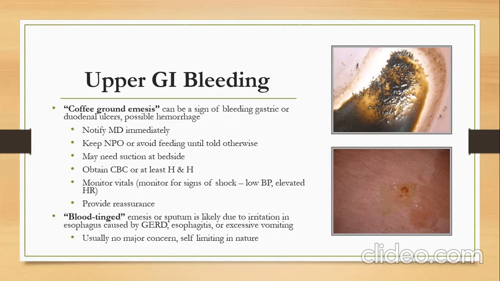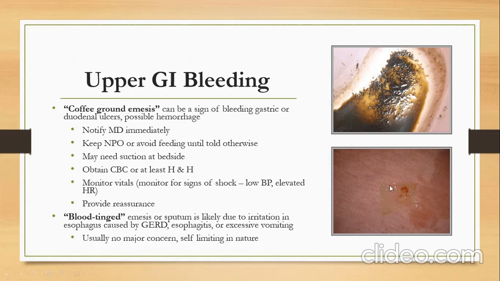Can it be mistaken? Sometimes, yes. I've thought something was coffee ground emesis and it wasn't. People eat and drink certain stuff, you may think something's blood tinged and maybe the patient just ate a red popsicle. So stuff happens, but for the most part, you'll be able to identify coffee ground emesis. So that is going to be a sign of a GI bleed.